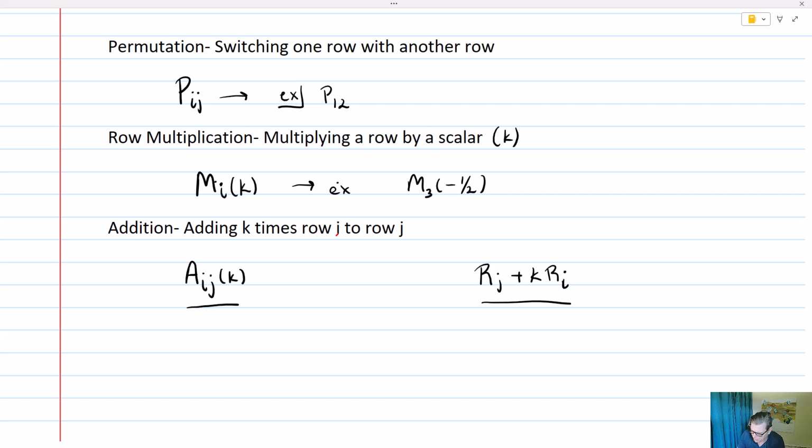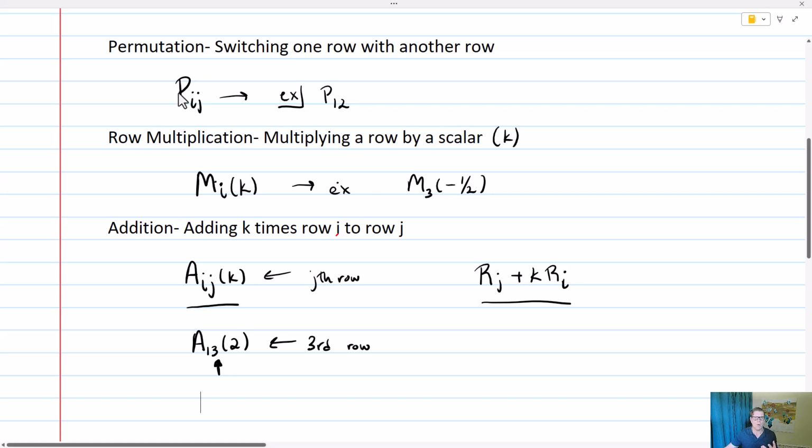For example, we might say add 2 times the first row to the third row. What will happen is this is going to go in the jth row. So we're changing the jth row here. Here we're changing the third row. So the row that's being changed is the second value, the jth value, when we talk about our elementary operations. So those are our 3 operations: permutation, row multiplication, and addition.